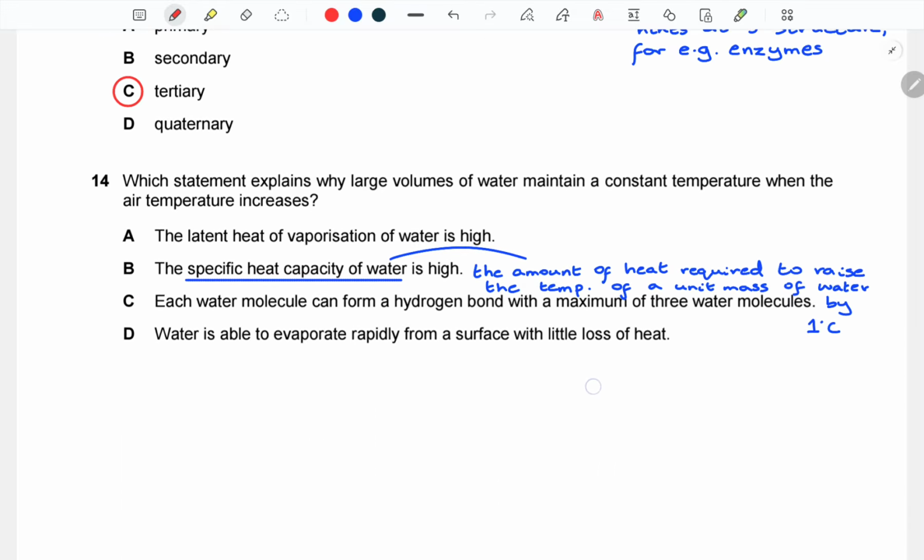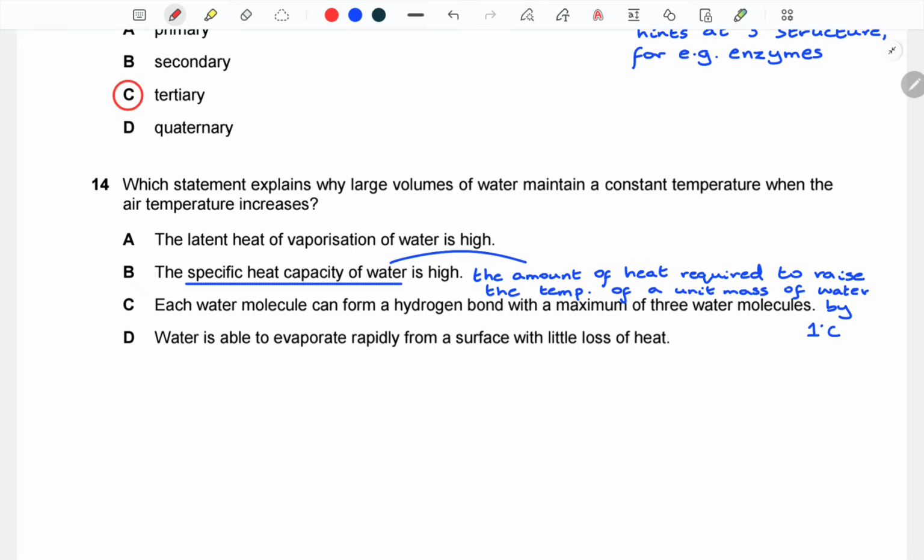14, which statement explains why large volumes of water maintain a constant temperature when the air temperature increases. So this is a textbook example of the specific heat capacity of water. The high specific heat capacity of water helps in large volumes of water being maintained at a constant temperature. So the answer for 14 should be B.